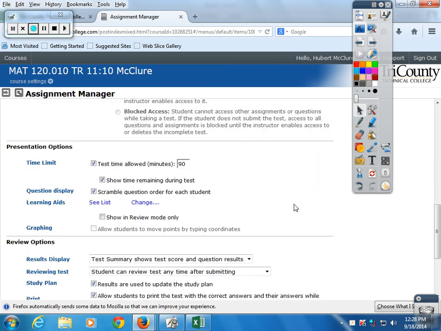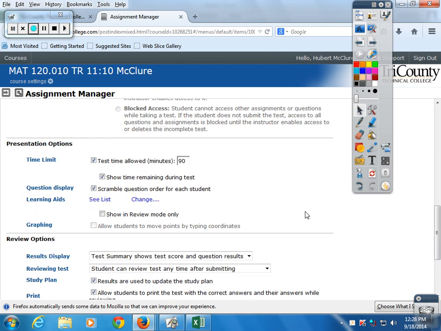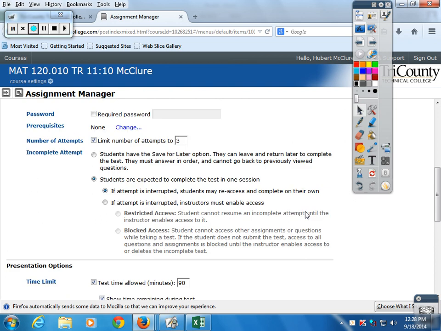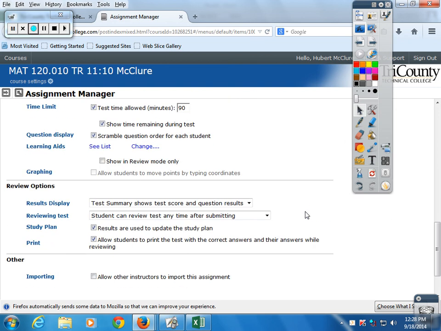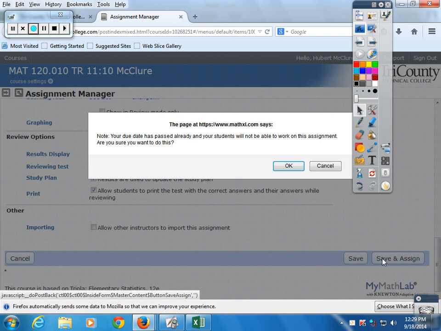Where's the print button? Allow students to print. Where is it? Go down, very last one. Keep going down. Right there. Oh, two questions. I don't see it. Is it checked? Okay, it's checked. All right, save and assign.